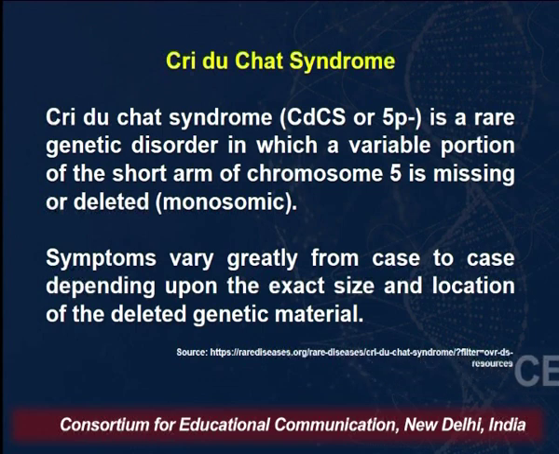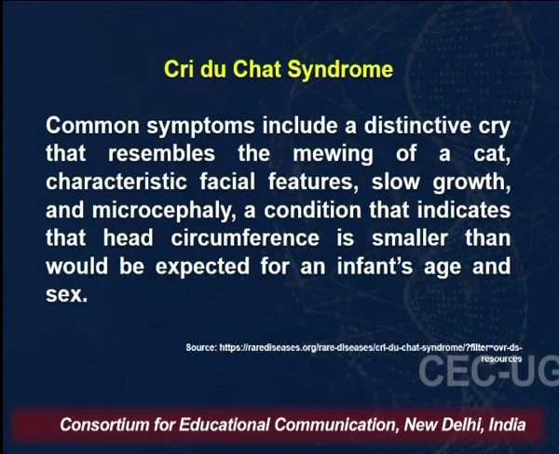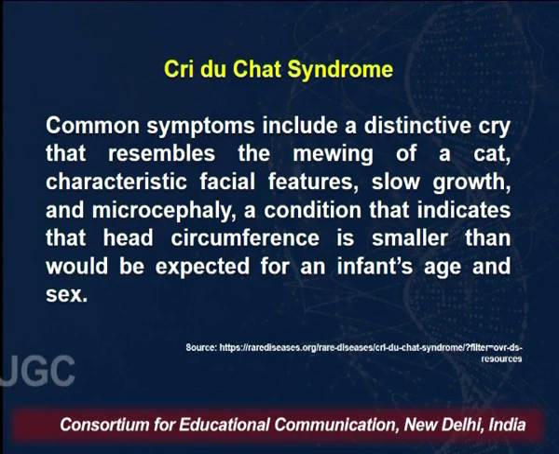Now, over here we will touch upon an example of deletion. There is a syndrome called Cri-du-chat syndrome. Cri-du-chat syndrome is a rare genetic disorder where a variable portion of the short arm of chromosome 5 is missing or deleted. Due to this deletion, there are various changes which occur in that particular child. Why has the name come up? Because the child has a distinctive cry which resembles the meowing of a cat.